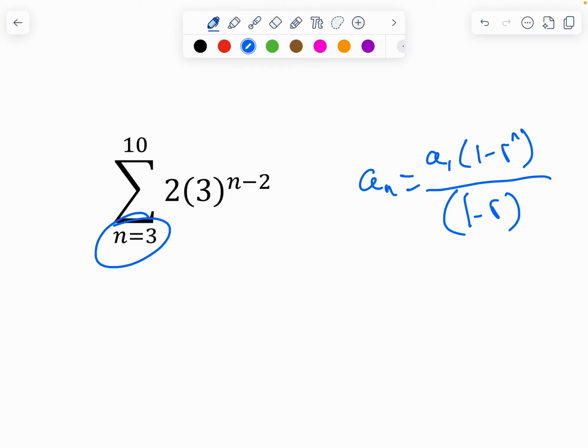Okay? So that a1 doesn't always mean we have to plug in a 1. It's just our starting term. It's whatever the value is from this. So when I plug n in here, I get 2 times 3 to the 3 minus 2 power. So 3 minus 2 is 1.